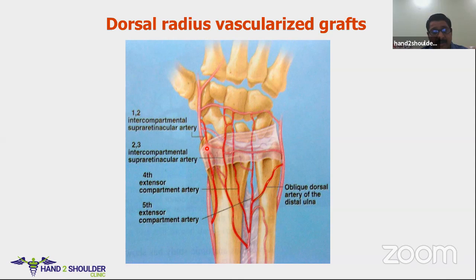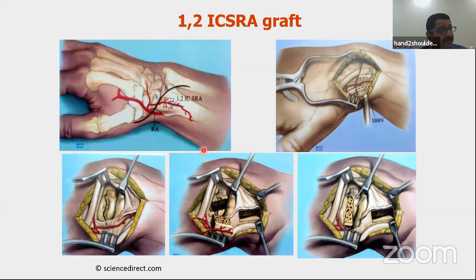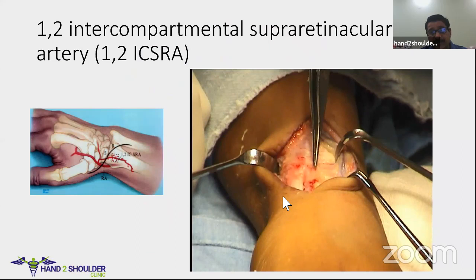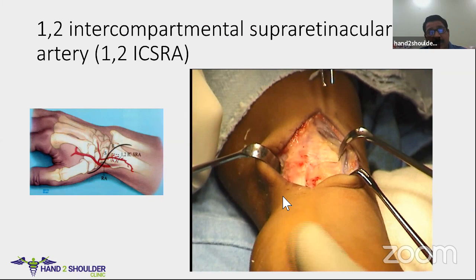So first we'll see the schematic diagram. We take a graft with the periosteum, create a trough across the fracture site, insert the graft and fix the graft. This is the artery which we are talking about. It's around 0.3 millimeter, the 1-2 intercompartmental supraretinacular artery, or in short 1-2 ICSRA artery.